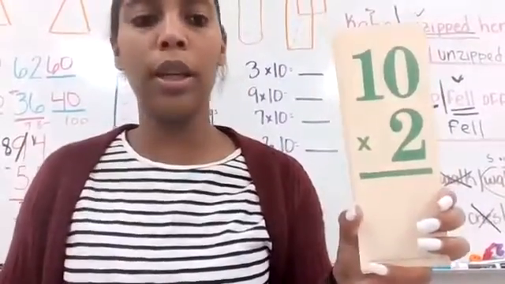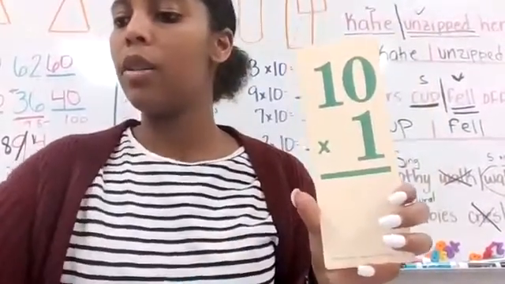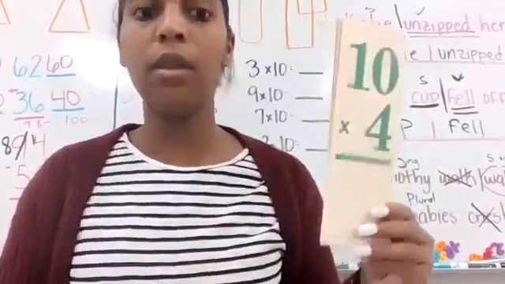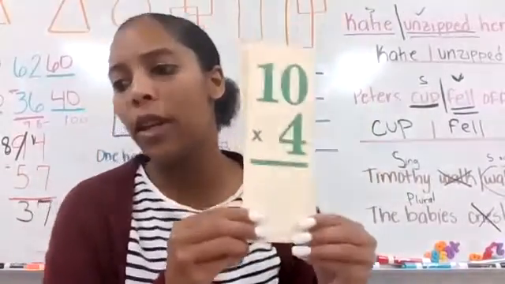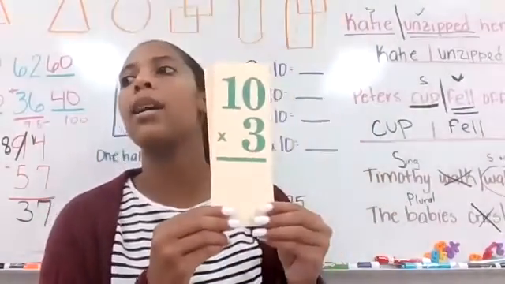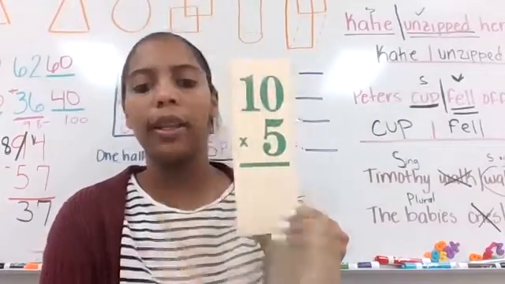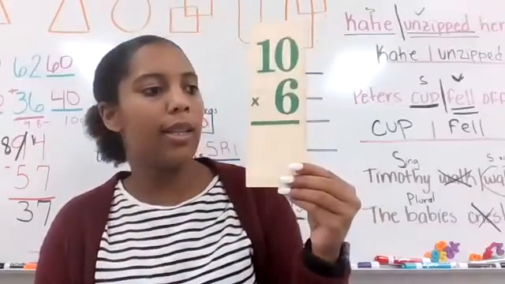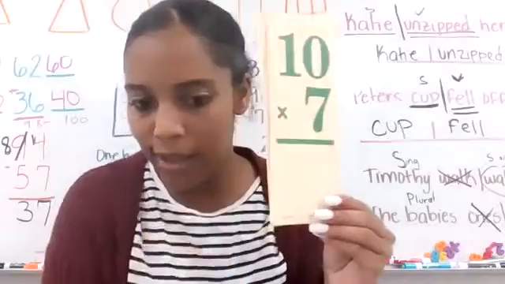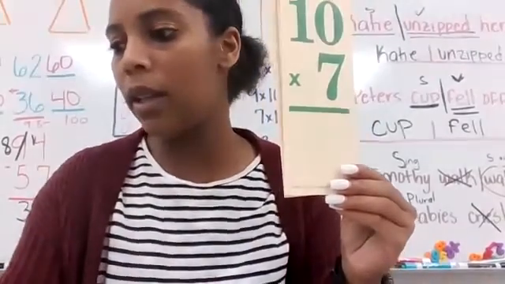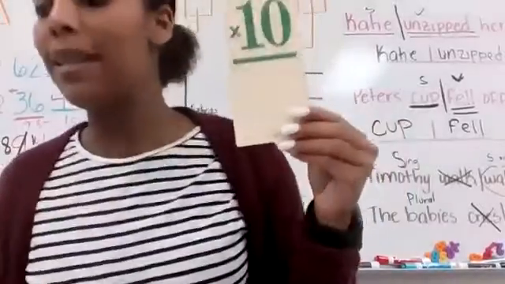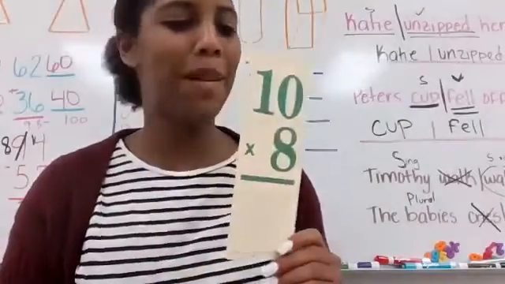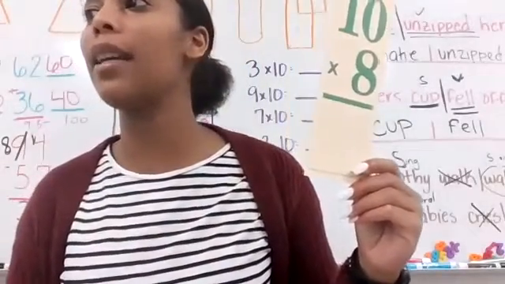10 times 2 equals 20. 10 times 1 equals 10. 10 times 4 equals 40. 10 times 3 equals 30. 10 times 5 equals 50. 10 times 6 equals 60. 10 times 7 equals 70. 3 times 10 equals 30. 10 times 8 equals 80.